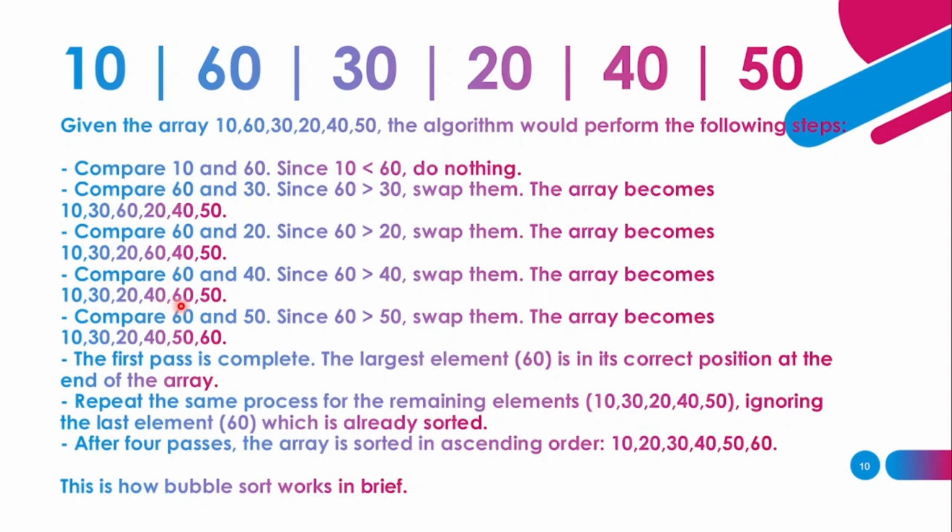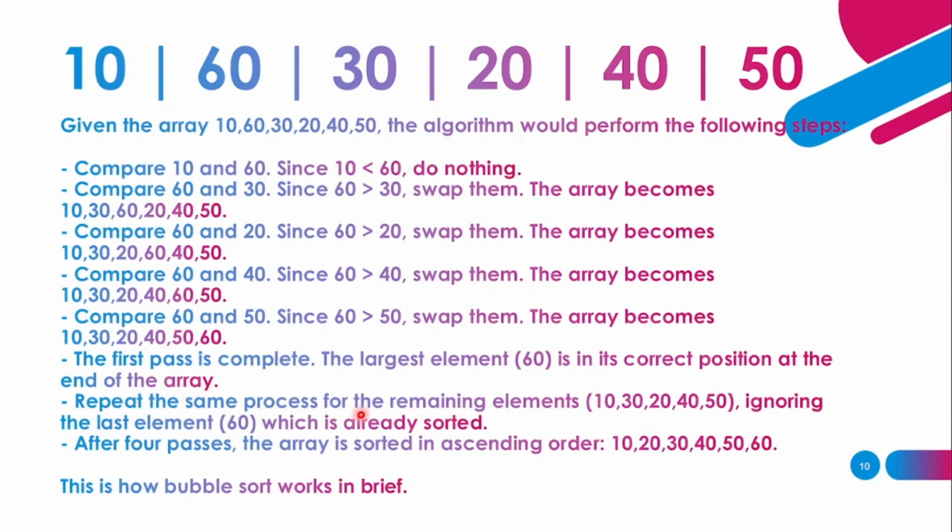Now the comparison of the last two elements remains, so we need to compare them also. 60 and 50 are compared. They are not at their correct positions, so we swap them. Ultimately we get 60 at its correct position. The last position has found its correct element, so the first pass is complete. As you can see, the largest element, 60, is in its correct position at the end of the array.